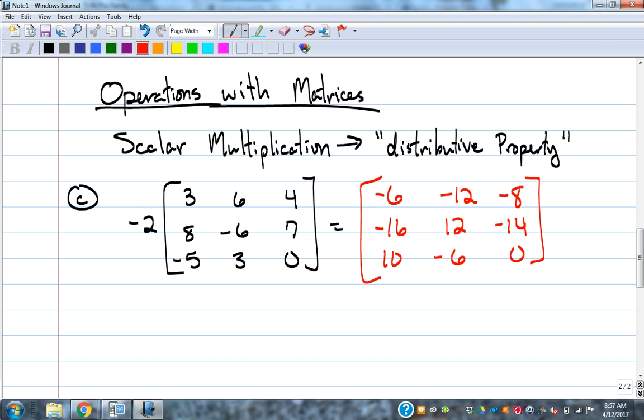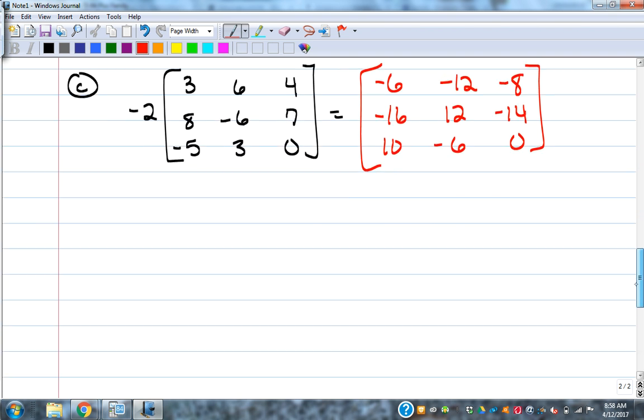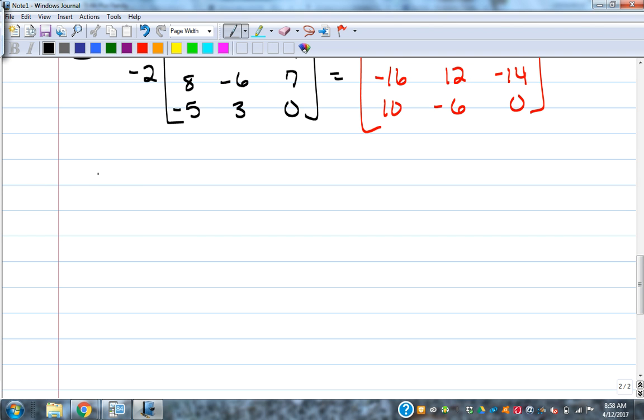I don't usually do it in the calculator. You just say -2 times whatever matrix, whatever your scalar multiplier is out in the front, times whatever matrix you want to multiply it by, and that'll do it with the calculator. All right, so that's scalar multiplication. Let's do addition and subtraction.